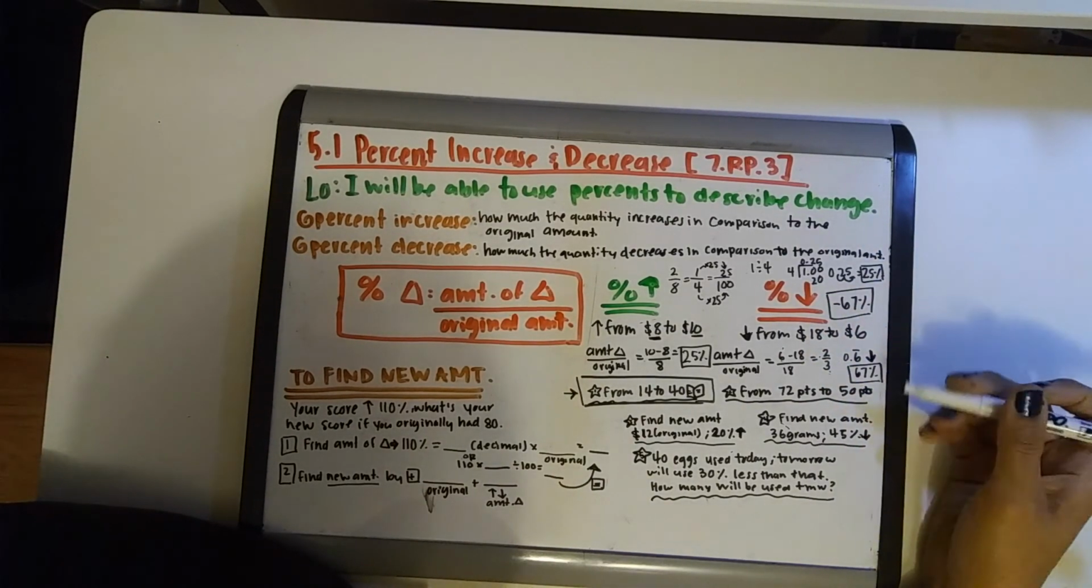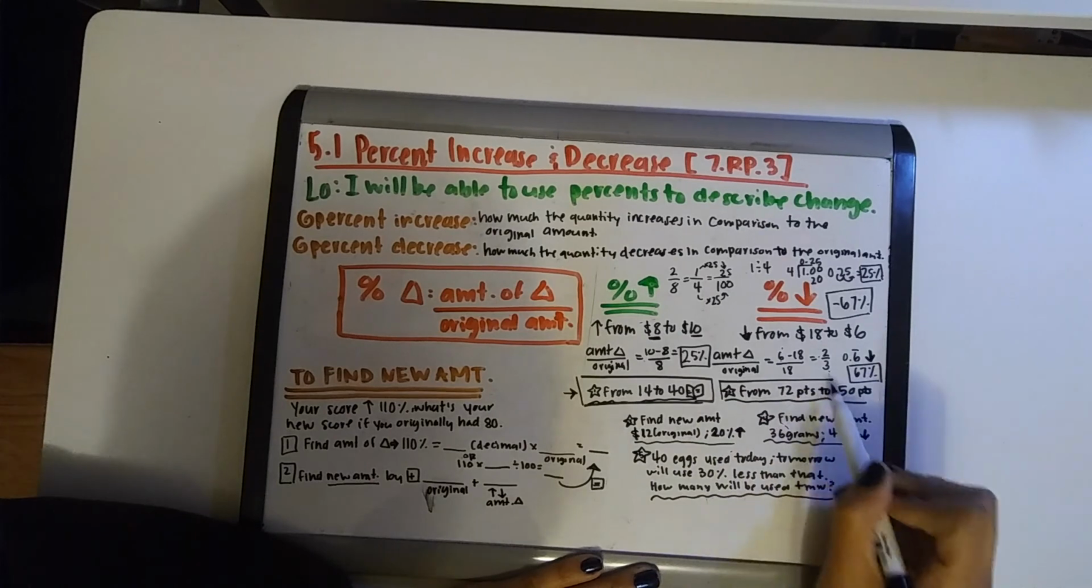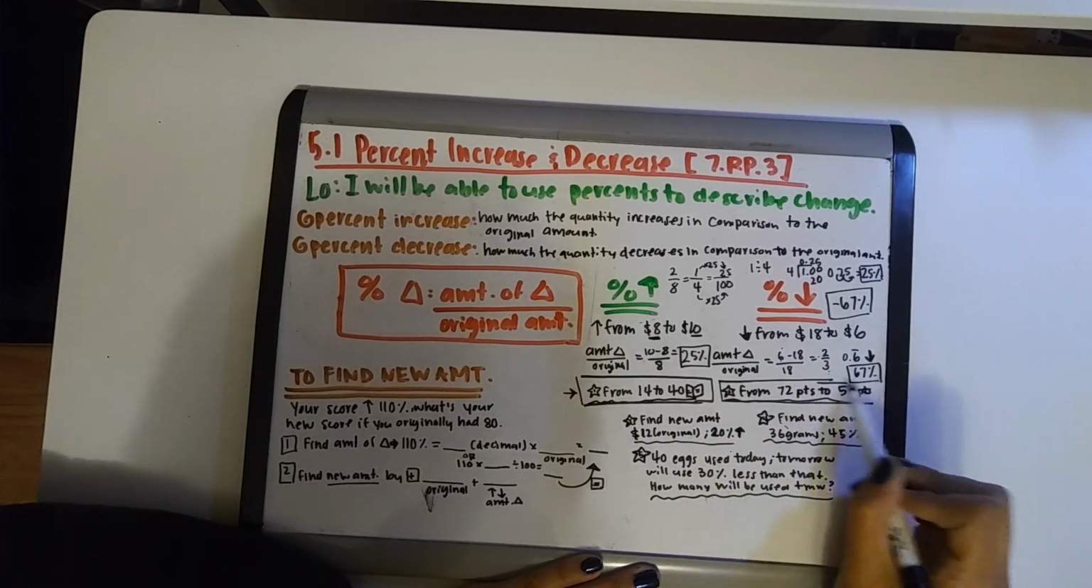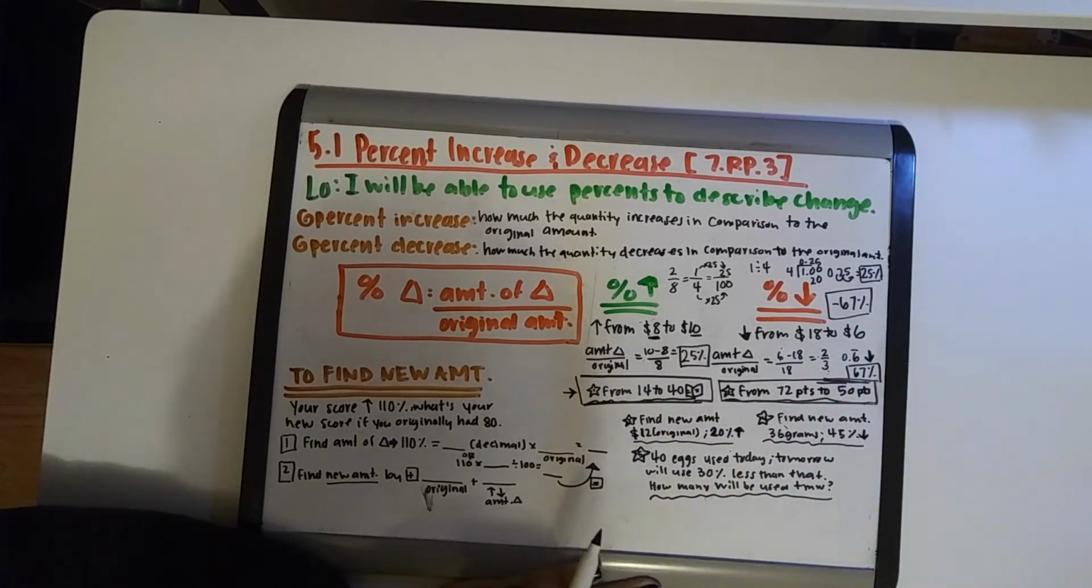Okay. So now let's have you practice with number 2. It went from 72 points to 50 points. Give me the percent change, so either decrease or increase, and what's the percentage.